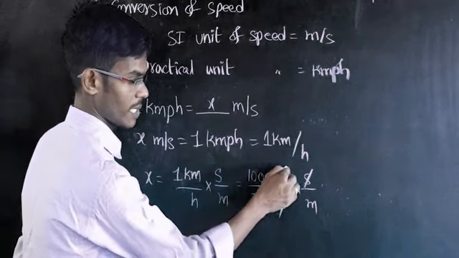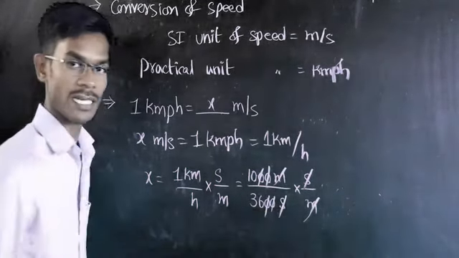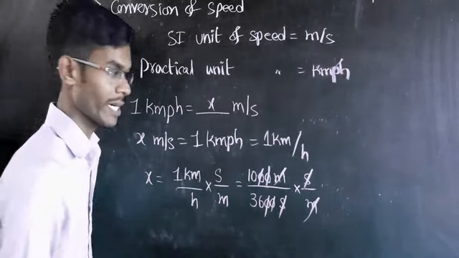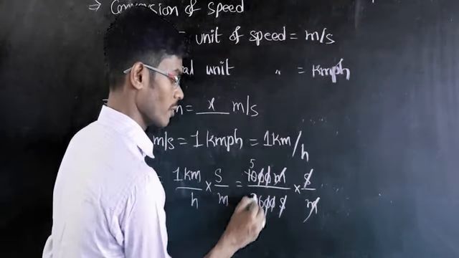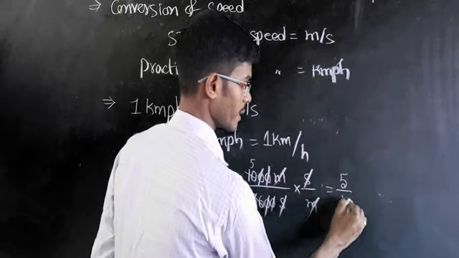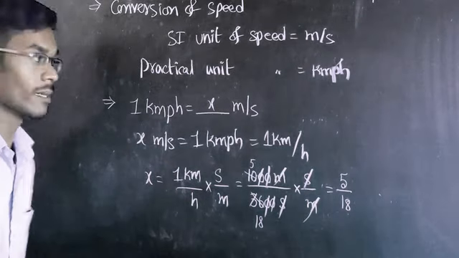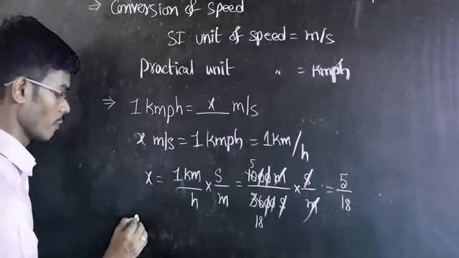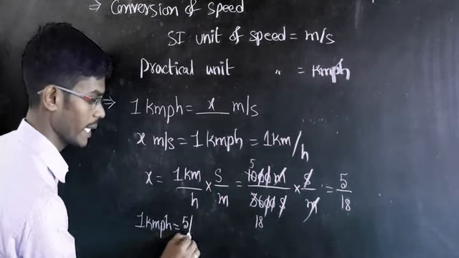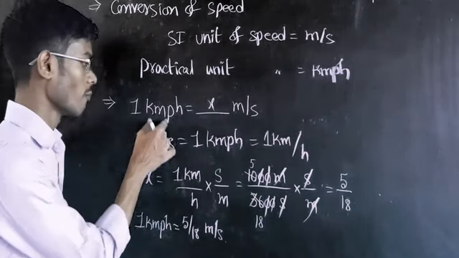Second gets cancelled, meter gets cancelled, a zero gets cancelled. The remaining fraction is 10 by 36. 10 by 36 can be written as, 2 5s are 10, 2 18s are 36, so that is equal to 5 by 18. So the x value is 5 by 18. If you substitute that x value, 1 kilometer per hour is equal to 5 by 18 meter per second.